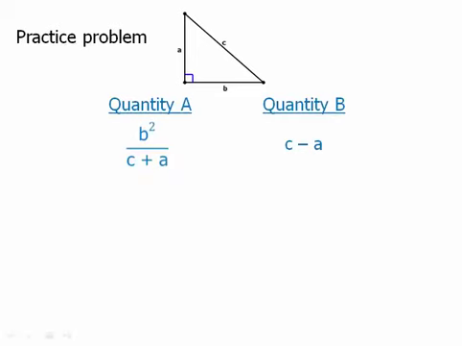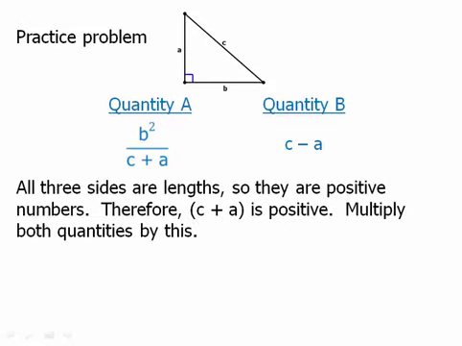For example, here's a practice problem. Pause the video and then we'll talk about this. Okay, remember that we can multiply both quantities by the same thing as long as we know that it's positive. Well, A, B, and C are all lengths, so obviously each length is a positive number. If we add two lengths, A plus C, that has to be positive. So we'll multiply by that denominator, A plus C.